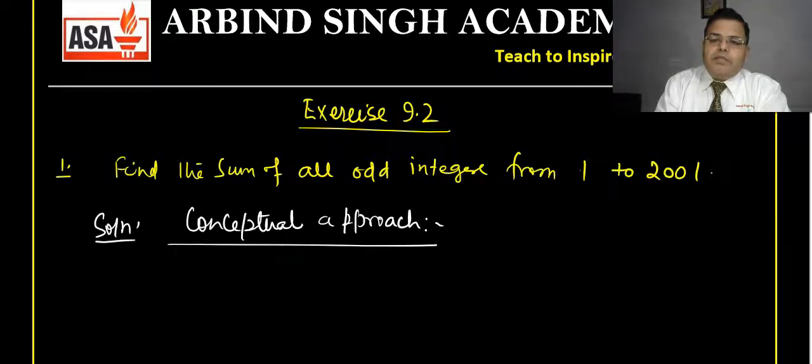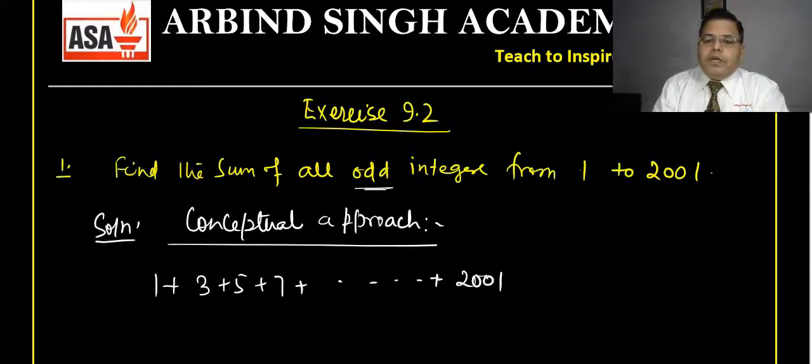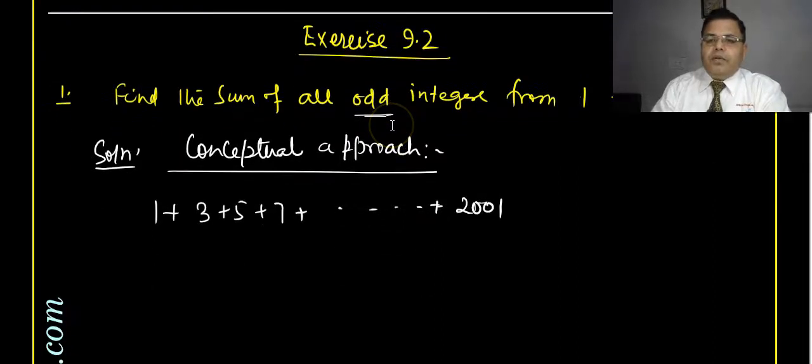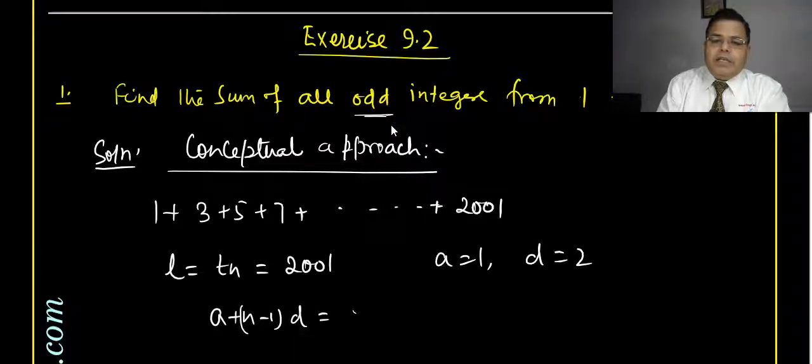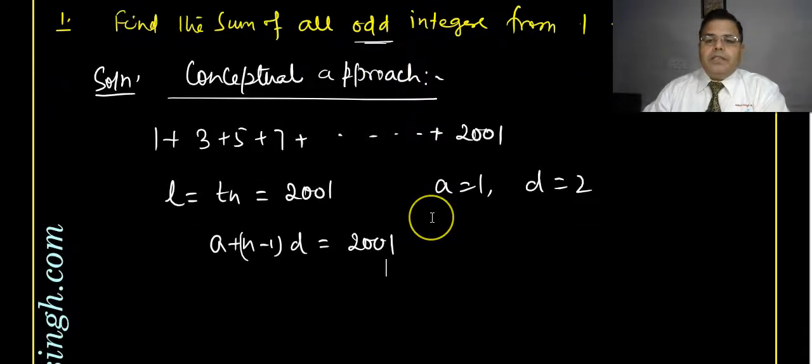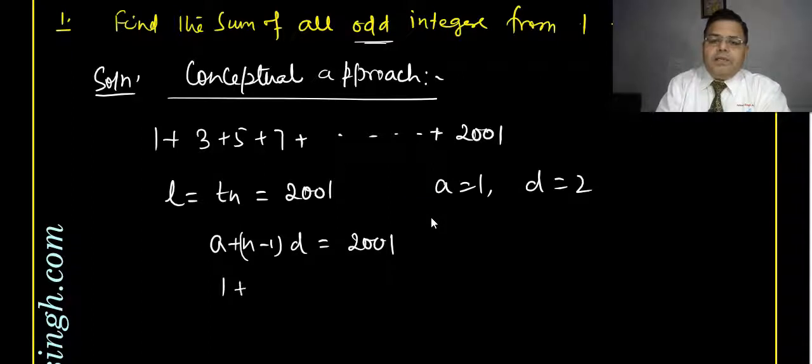Right, so in the conceptual approach we have 1 plus 3 plus 5 plus 7, like this up to 2001. So you know the last term is 2001. The nth term, the last term, is 2001, a is 1 and d is 2. Using the formula Tn is equal to a plus (n minus 1) into d, equal to 2001, we put a as 1, so 1 plus (n minus 1) into 2 is 2001.